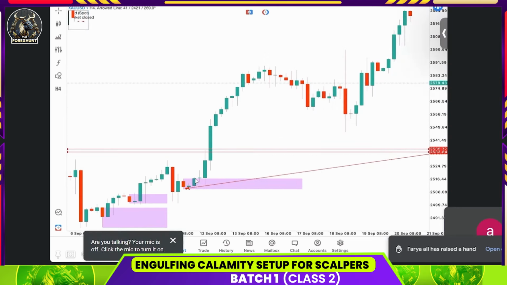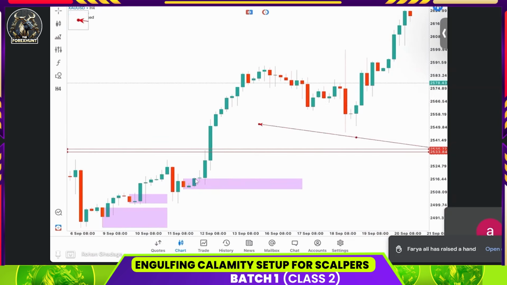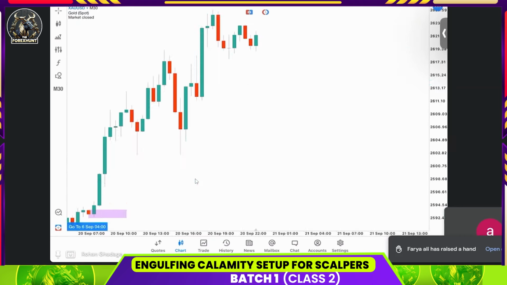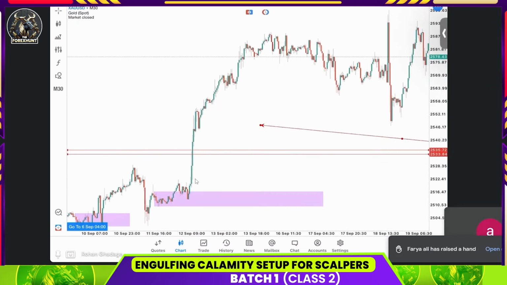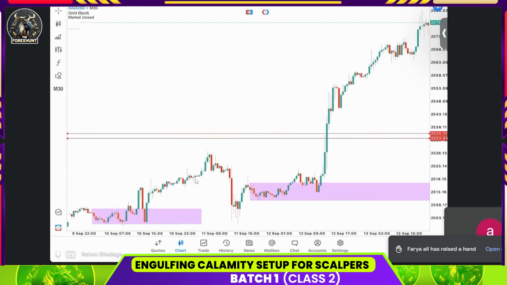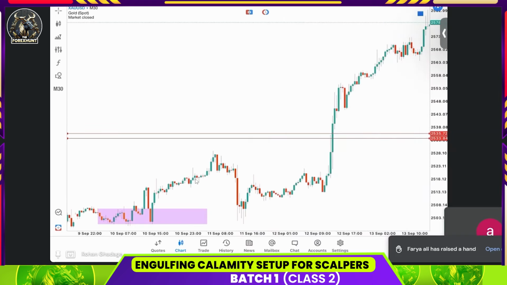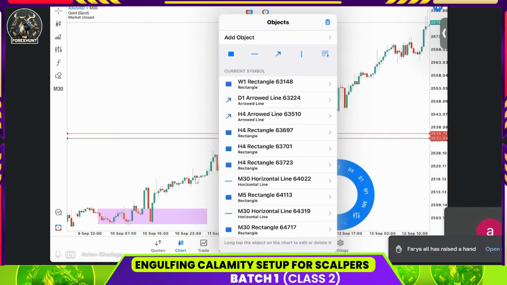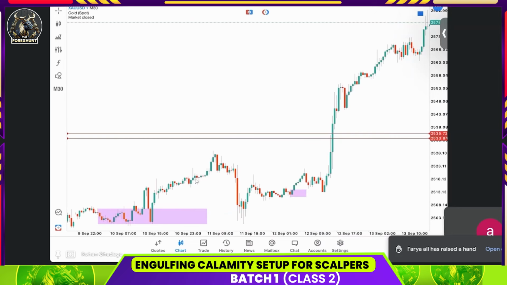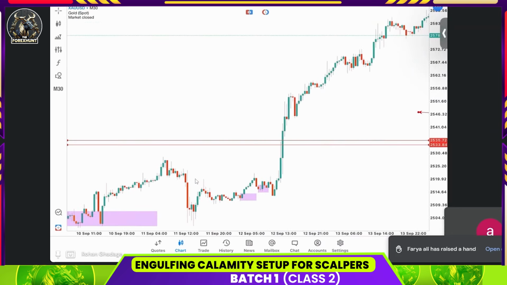Okay, this is my H4 again. This is my H4 engulfing buy. Tested. It started going up. So why is it going up? Go to M30. We have M30 here, right? So we will mark all our M30s. Once the H4 is complete, I am marking this my M30. This is my M30. Clear, guys? Simply placing my lines here.